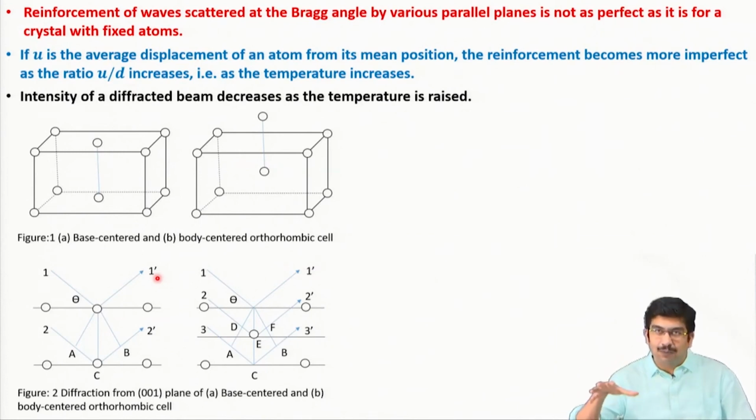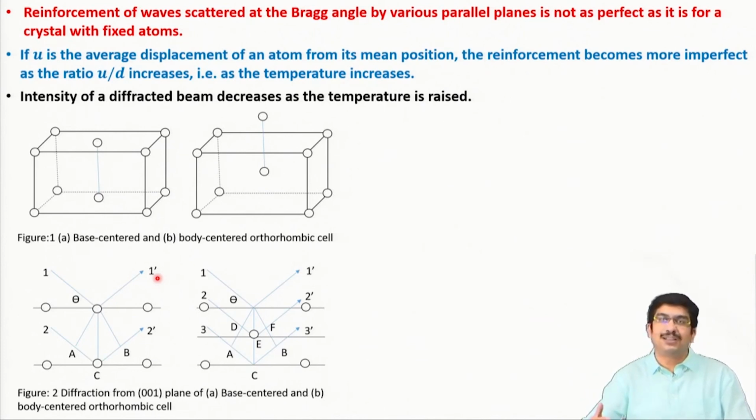That means we will be moving away from a perfect constructive interference. Of course, the highest intensity is obtained when there is a perfect constructive interference. Now, we are moving away from it. As the temperature increases, the ratio u by d increases, because u increases even if d is constant. We are going to a more and more imperfect situation, so the intensity of the diffracted beam will also decrease.